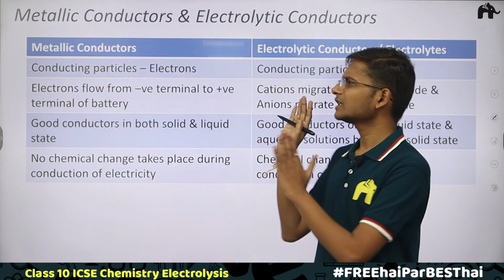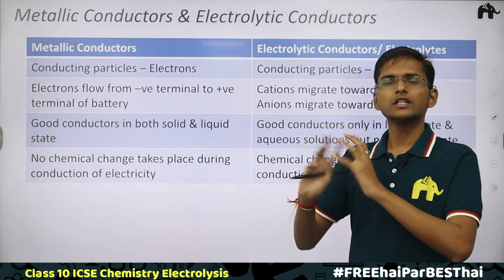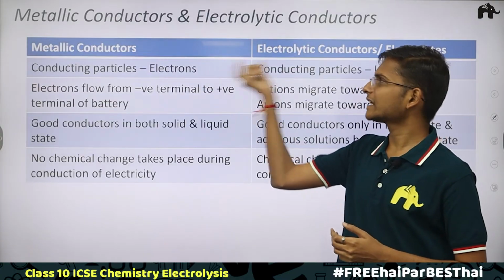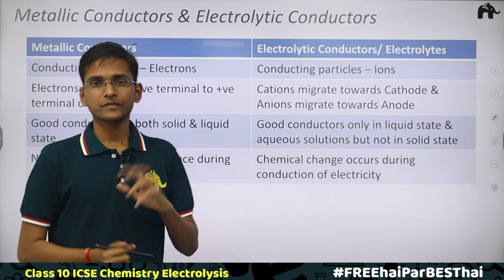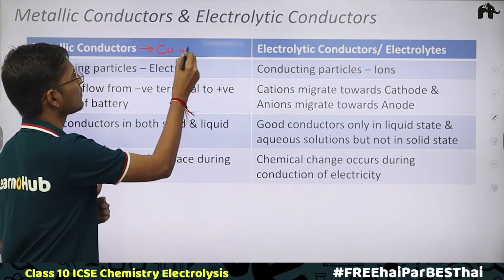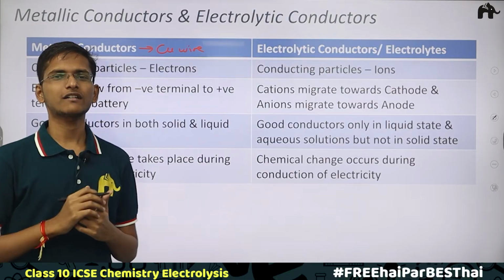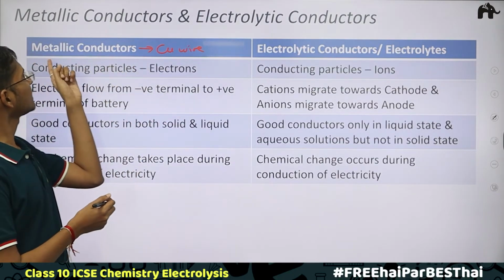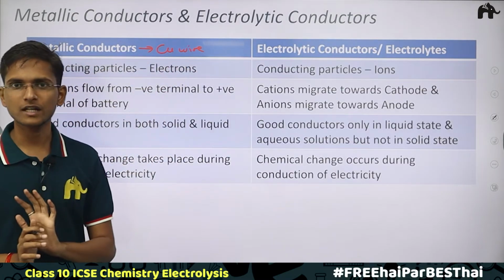Okay, so moving on to the last topic of the basics, which is metallic conductors and electrolytic conductors. Now we will quickly distinguish between metallic conductors and electrolytic conductors, both of them. So first, we know what metallic conductors are, like copper wire or any metal wire which we use for transmission of electricity, or any metal itself, because we know metals conduct electricity. So metallic conductors means the conductor which is metal, simply. I have taken copper wire as an example.